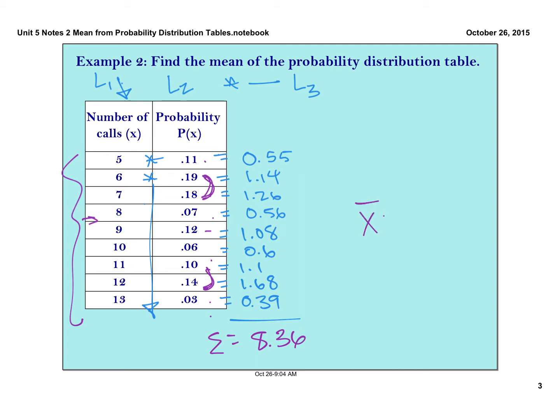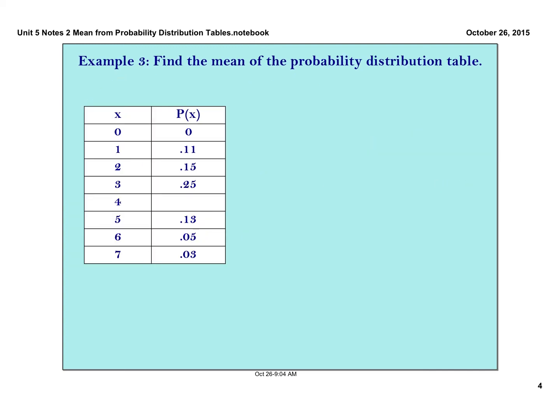So my mean, and remember that X bar is the same thing as mean. That's just our notation. So my mean here is 8.36. Let's take a look at the next one.